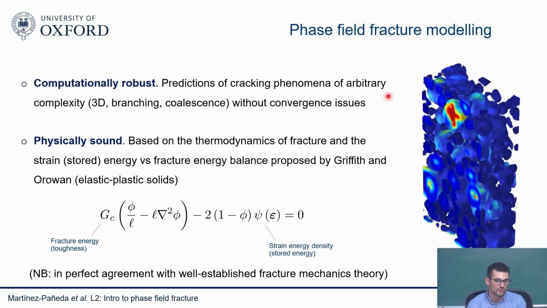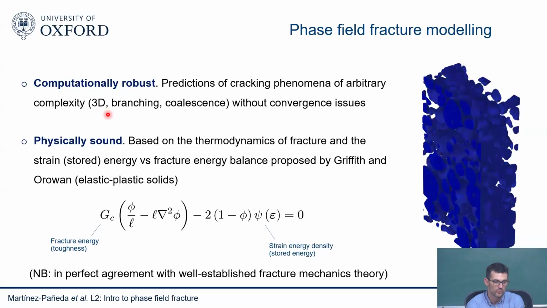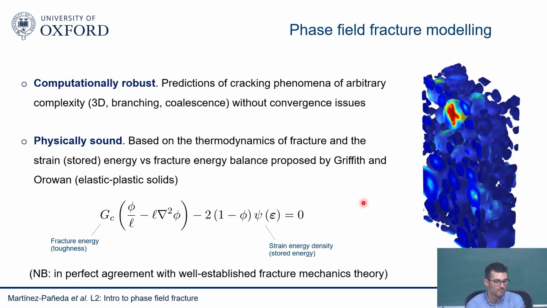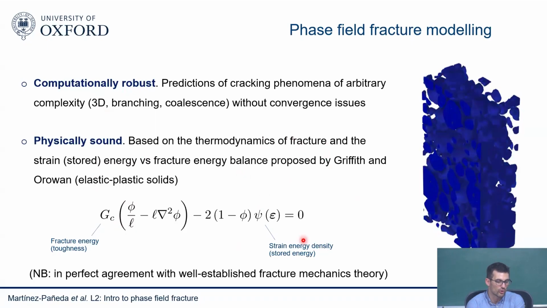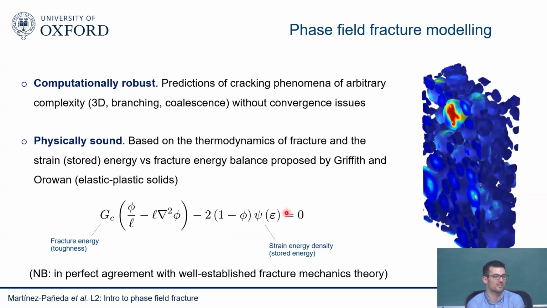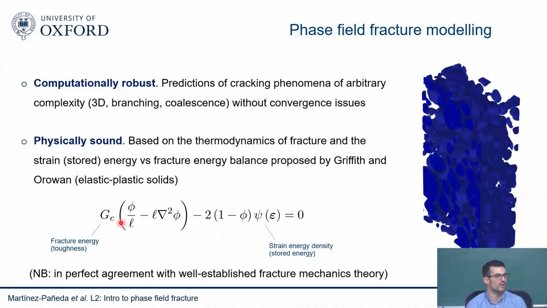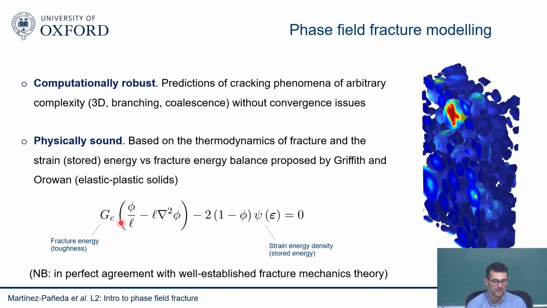But I guess the idea is that we can capture phenomena of arbitrary complexity. I cannot think of any fracture problem that I cannot capture these days with this method. 3D, crack branching, coalescence of multiple cracks, anything you throw at it, it can handle. And again, it's physically sound. Remember Griffith's fracture mechanics, stored energy versus fracture energy. And of course, this result is not only valid for linear elastic materials. We'll discuss later what happens with elastoplastic. Remember that the toughness doesn't need to be the toughness of glass. It could be the toughness of any other material. And one point that I want to emphasize is this one here.